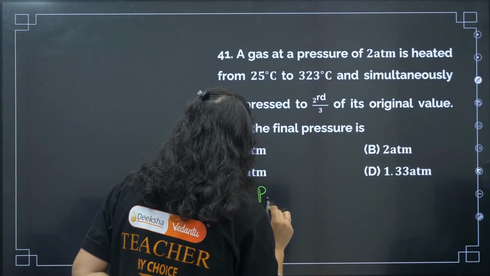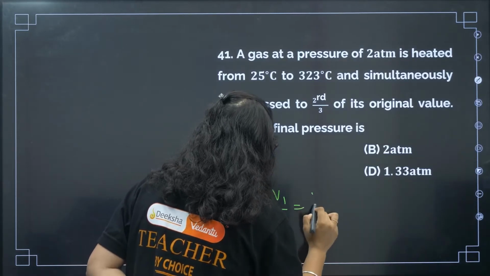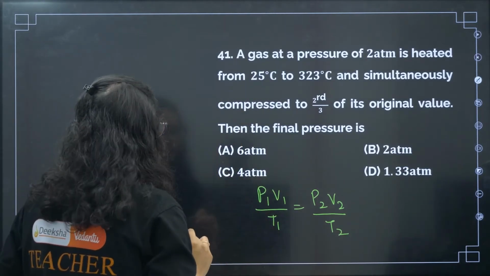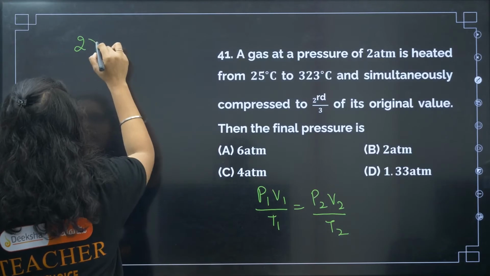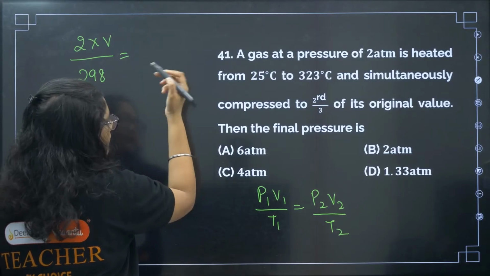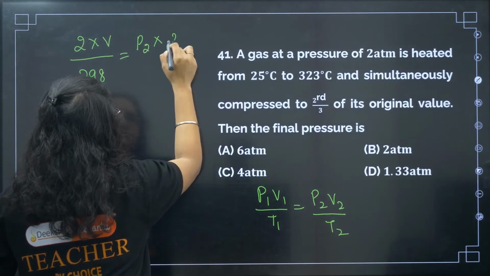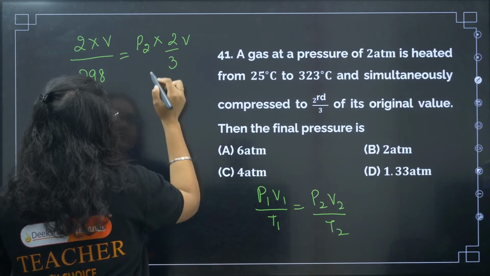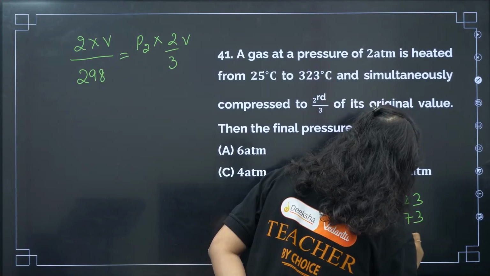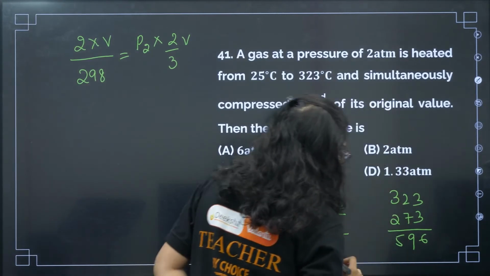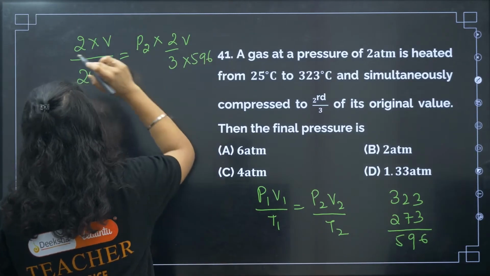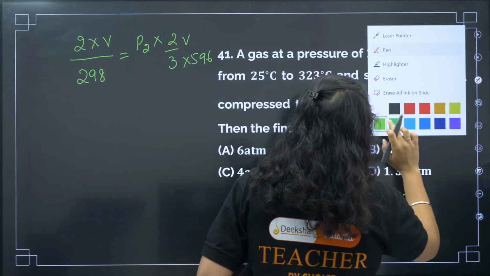So first one, we need P1 V1 by T1 is equal to P2 V2 by T2. Okay. Now if you see the pressure, P1 is how much? 2 atm. Okay. V1, let it be V. Temperature 25 degrees Celsius, so that is 298 Kelvin. Now I have to calculate P2, and V2 is 2/3 of the initial volume, right? And the temperature here is 323 degrees Celsius. So I will add 273. So we will get 596, right? Now let us try to solve this equation.